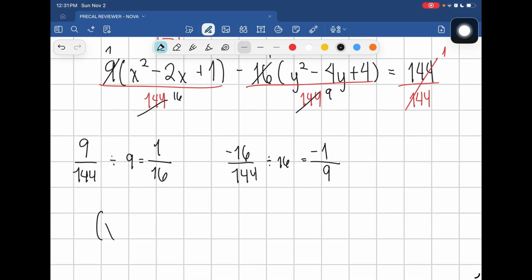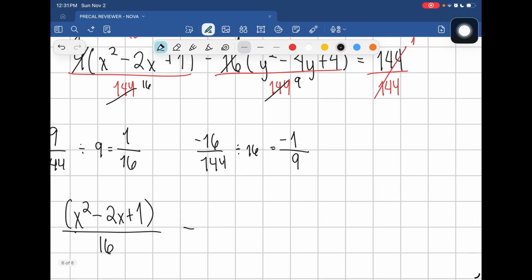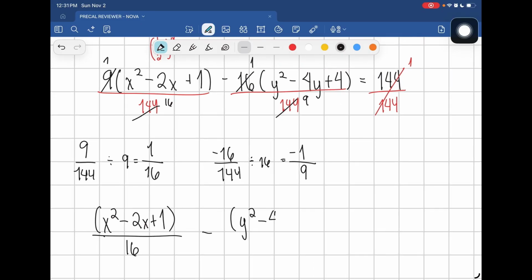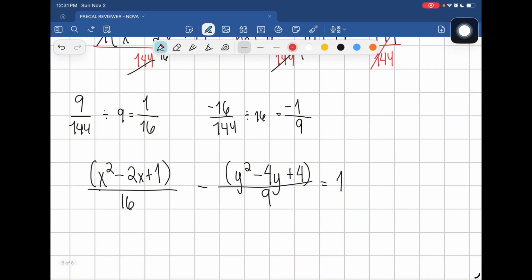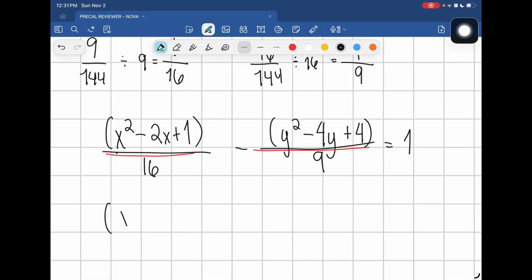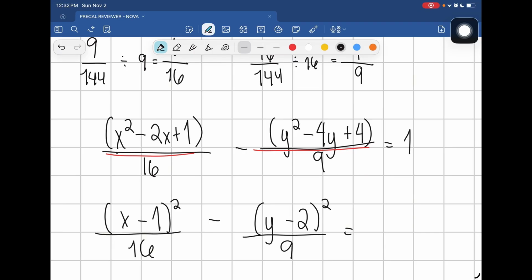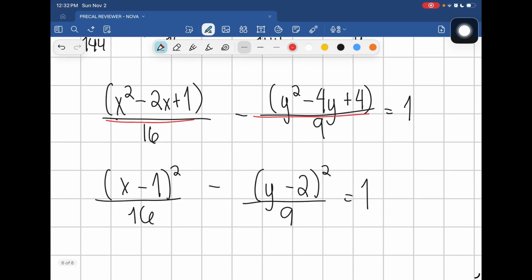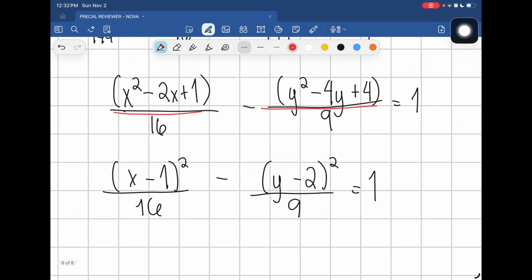Let's copy the equation. x squared minus 2x plus 1 over 16 minus y squared minus 4y plus 4 over 9 equals 1. And after that, we want to find the perfect square binomial of these two terms. So let's do that. So it becomes x minus 1 quantity squared over 16 minus y minus 2 quantity squared over 9, equals 1. So this is identical to the standard equation, therefore this is our standard equation.